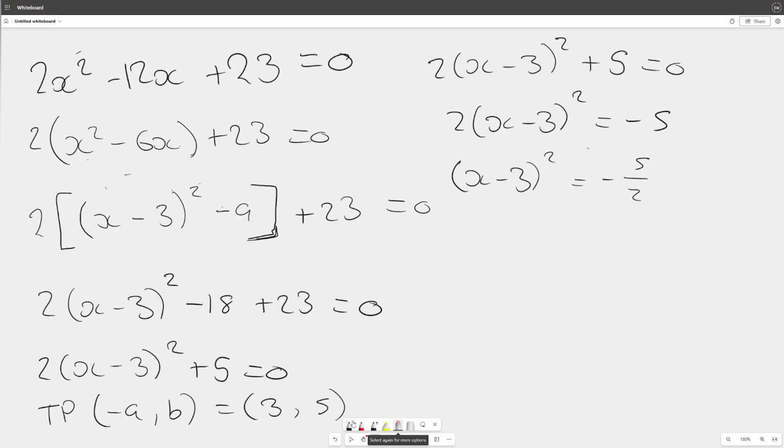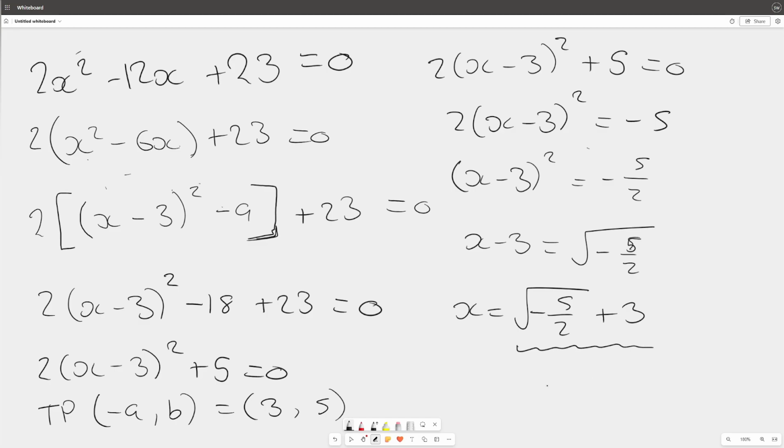I can then square root both sides of this equation to get x minus 3 equals the square root of minus 5 over 2. But hang on a minute. This minus has just made this question unsolvable. So even though I can now say that x equals the square root of minus 5 over 2 plus 3, this is wrong, because you cannot do the square root of a negative number. Unfortunately, this means that this question has no solutions.